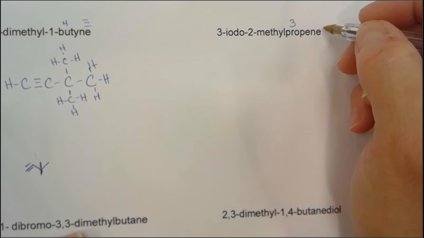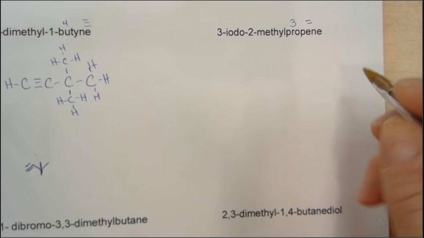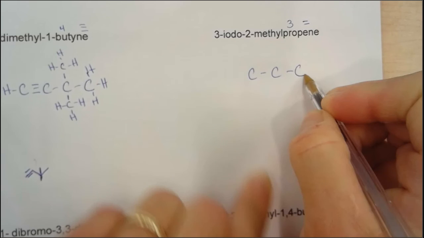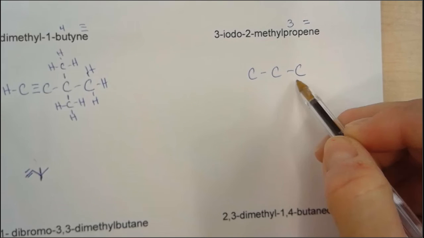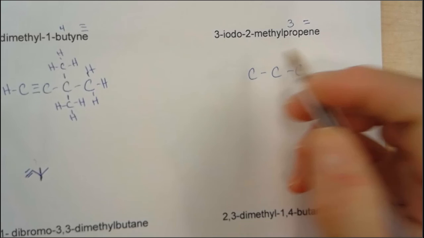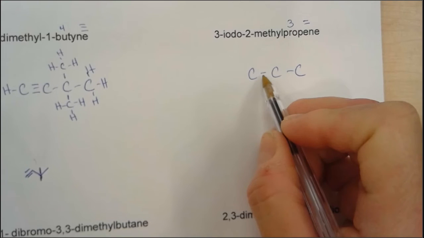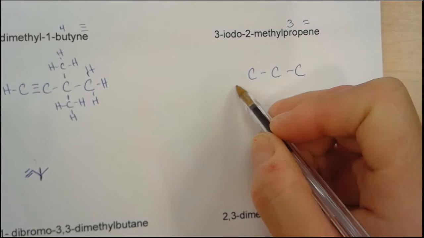So let me explain this. Propene means 3 carbons, 1, 2, 3. And because this is propene, and there are only 3 carbons, it makes no difference where I put the double bond, because if I put the double bond here, it would be 1-propene. If I put the double bond here, it would also be 1-propene. So there's no reason to put a 1 in front of propene.